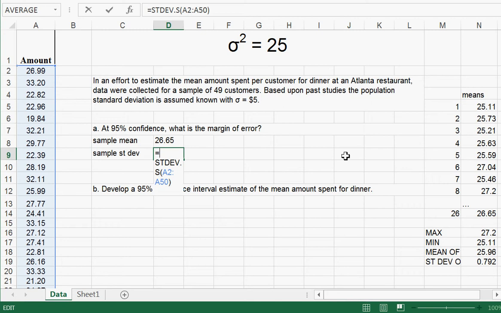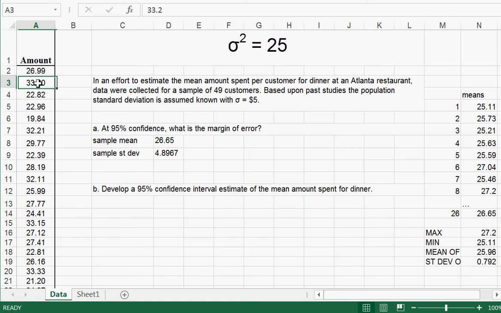Now, can a standard deviation be negative? How do we calculate it? We take the first observation, 26.99, subtract from that 26.65, then what do we do with that difference? We square it. If that's below the mean, the deviation is negative. If the observation is above the mean, it's positive. Either way, when we square, what happens to the negative? Goes away.